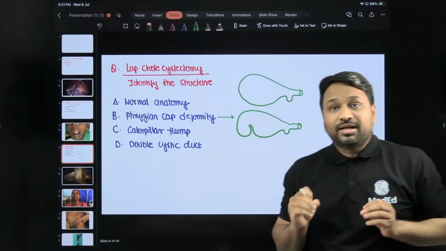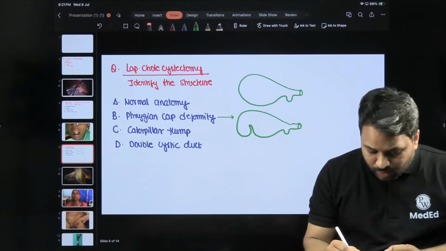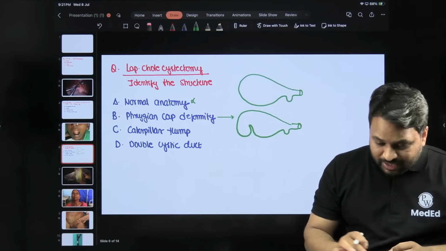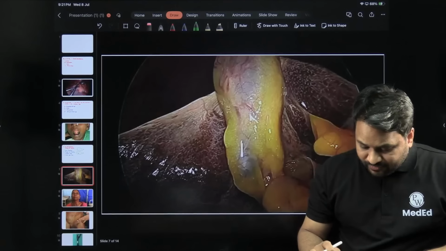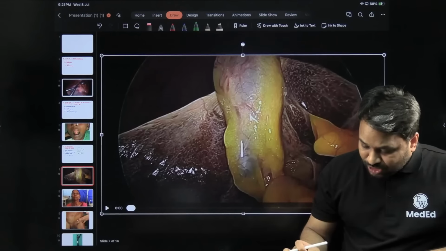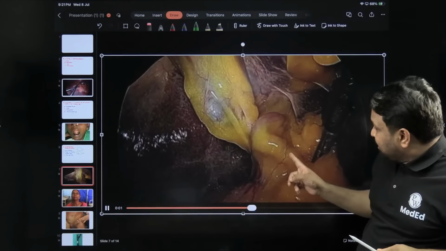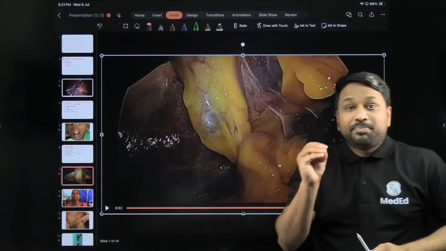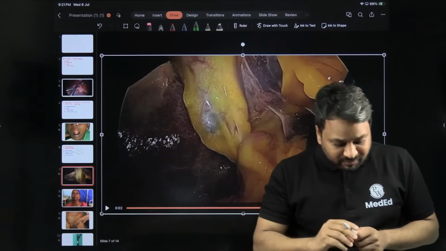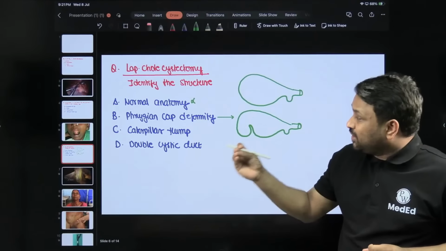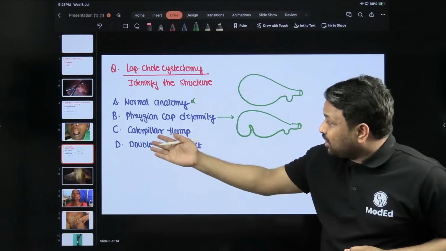That was not seen in the video, and it is not normal either, because there was some structure. When you look at the video, I want you to identify that this structure was actually pulsating. You can see it is pulsating, and pulsation is only seen in a blood vessel. So the only option with a blood vessel is the caterpillar hump.